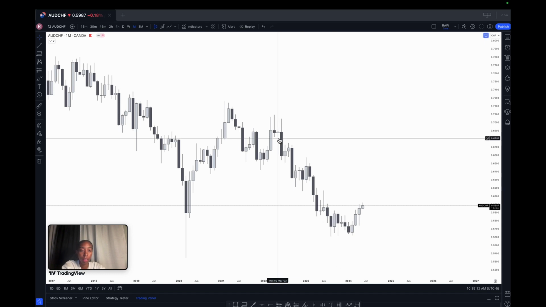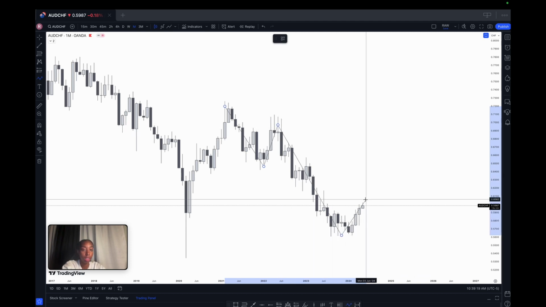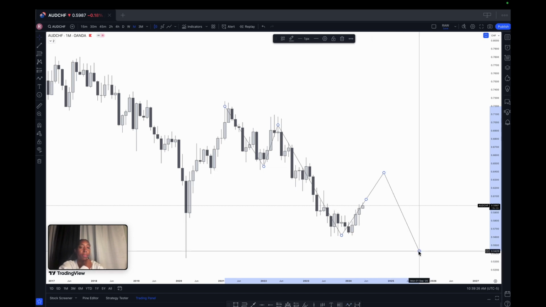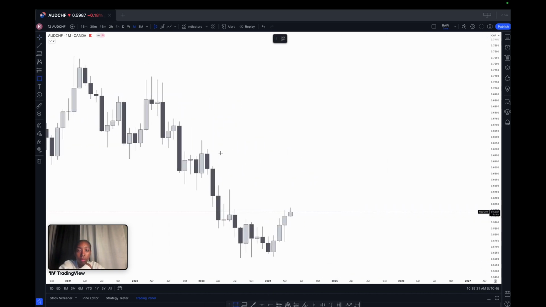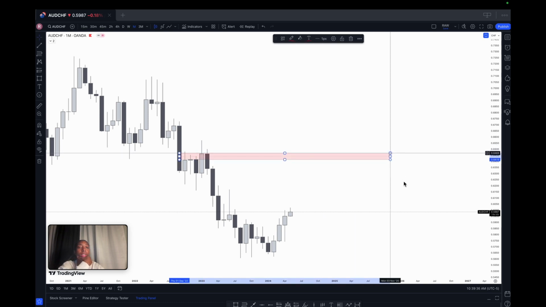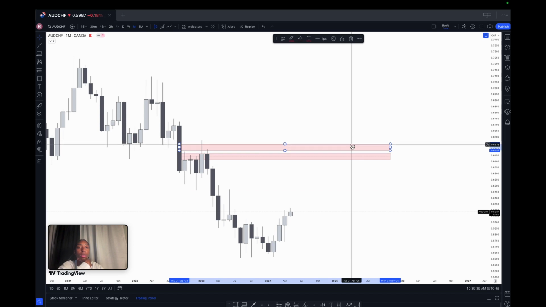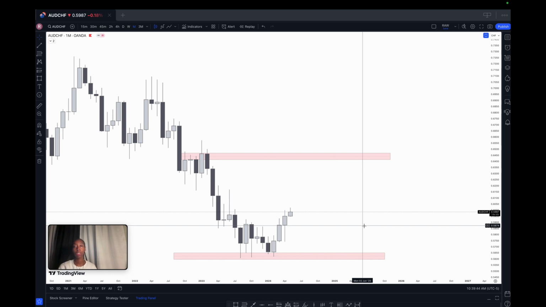Since we're already heading down, is this the end of the pullback to continue the leg, or can we push a little bit higher and then drop from there, right? Let's get the high, that high, let's get the low. Okay, so this is the range that we're in, but this is a monthly time frame.